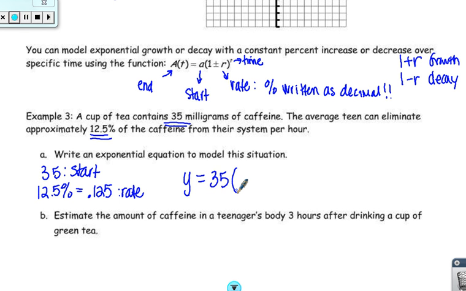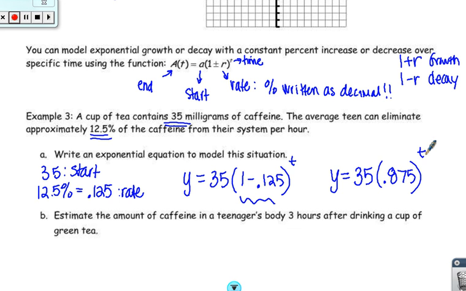I know my rate is 0.125, and if we're eliminating it, we're burning off this caffeine as we go throughout the day. It's going to be a 1 minus 0.125, and I don't know the time. Does it take me 2 hours to burn off all the caffeine? 3 hours? 4 hours? Okay, so if we take 1 minus 0.125 here, our exponential equation is 35 times 0.875 to the t. Or x if you like to use x.